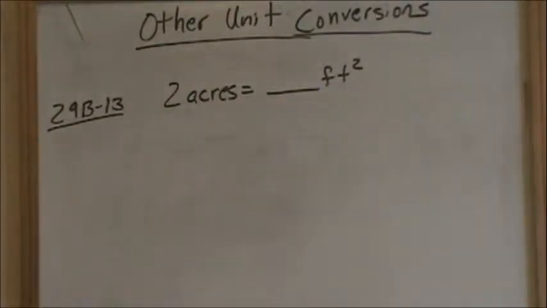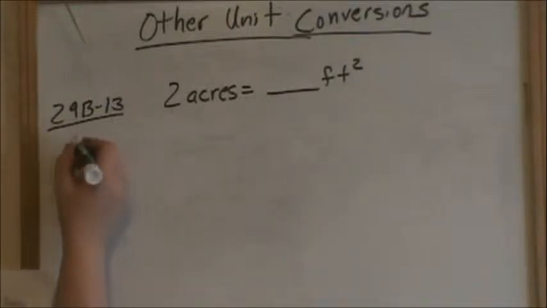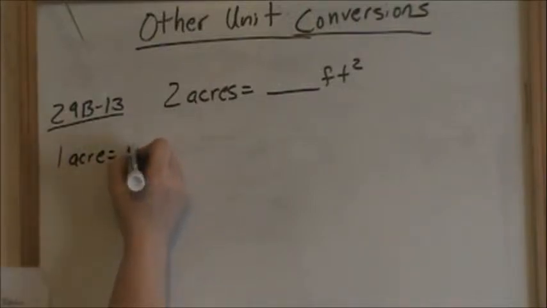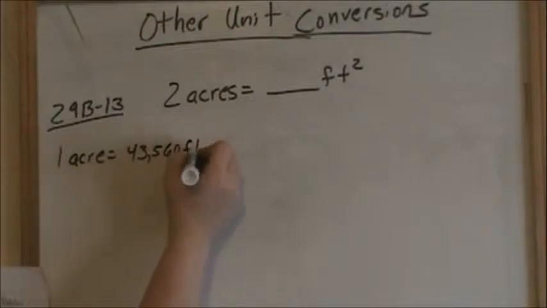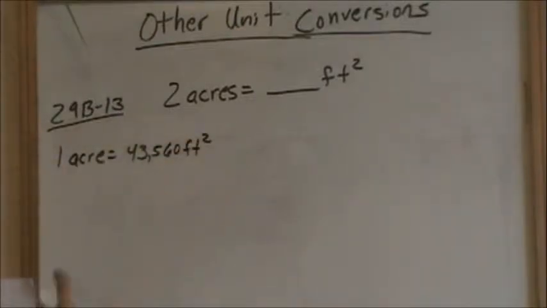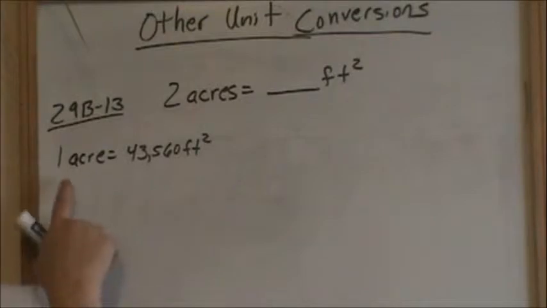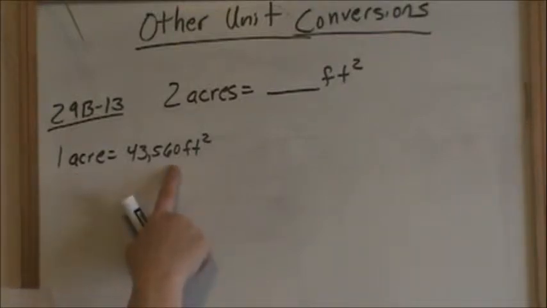So if you look at your conversion tables, you have a conversion of this. 1 acre equals 43,560 square feet. Okay, so they're already telling you that an acre equals a certain amount of square feet. So we use this conversion factor to convert from acres to square feet.